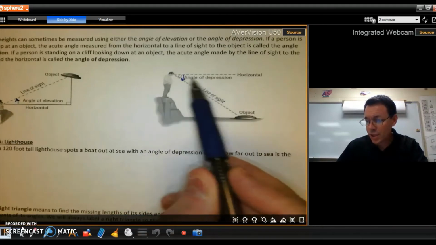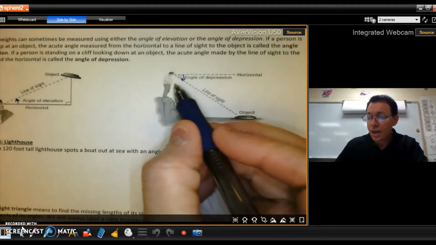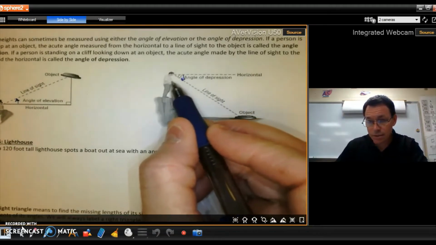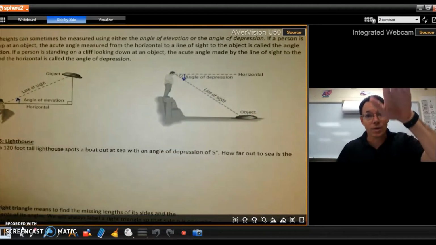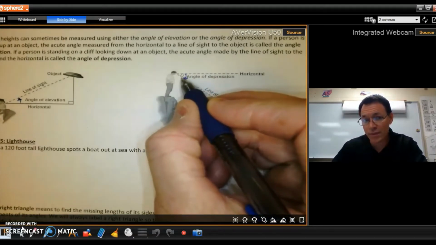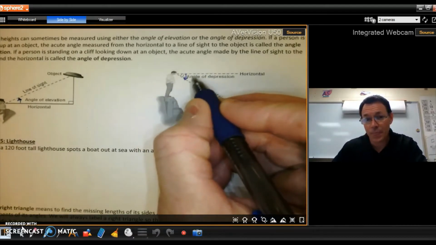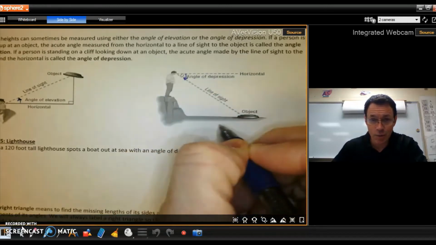The angle of depression is actually outside the triangle. A lot of students will try to put it here. It's not, you're not looking at your belly button and you look up at something. You're looking out and you look down. So between these two angles, it's actually this one. It's actually outside the triangle. So it's kind of no use to us because it's not in the triangle where we need it to be.